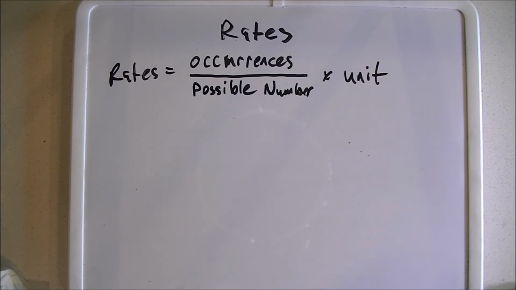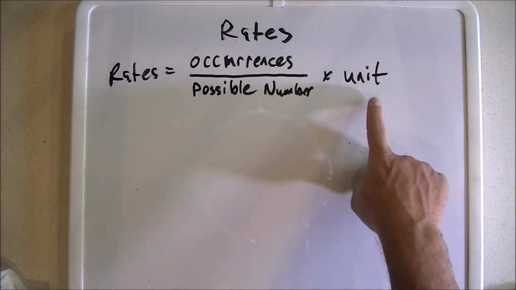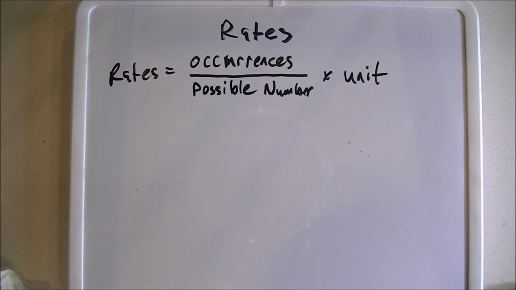Rates are the actual number of occurrences of something divided by the possible number of occurrences times some standard unit. We typically hear of rates in terms of crime, such as homicide rates. Rates are also used in much larger populations, more than our 10 M&M sample here. So I'm going to move on to the example of home burglary rates.